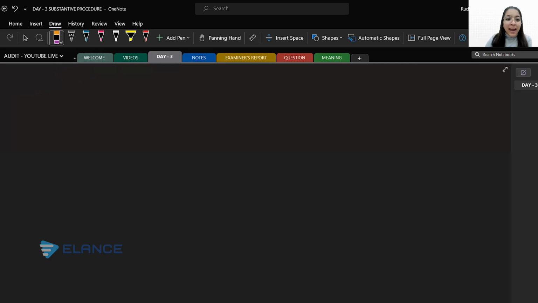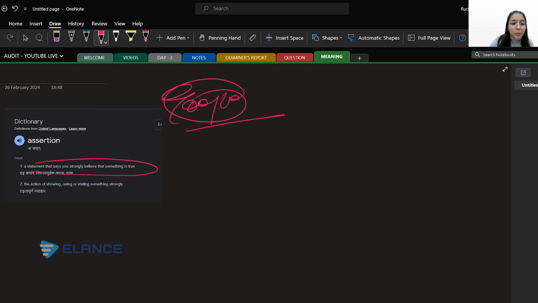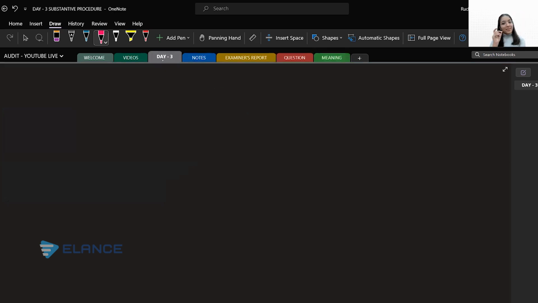Now, first of all, let's open the dictionary meaning of the assertion. I'll show you the dictionary meaning. When I searched on Google what is assertion, it says that an assertion is a statement that you strongly believe that something is true. Okay, so this is the dictionary meaning of assertion.